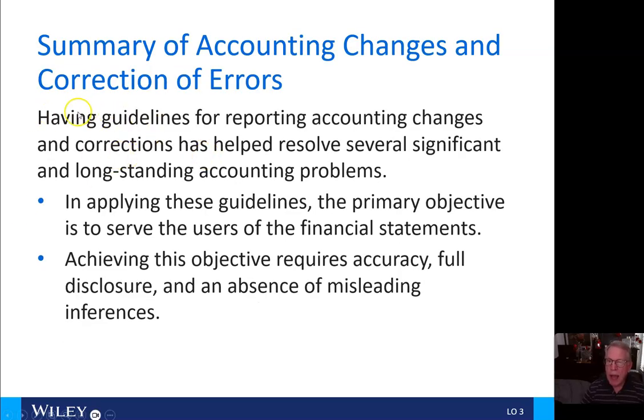Okay, so correction of errors and changes. Having guidelines for reporting accounting changes and corrections, in summary, has helped resolve several significant and long-standing accounting problems. One, in applying these guidelines, the primary objective is to serve the users of the financial statements. And number two, achieving this objective requires accuracy, full disclosure, and an absence of misleading inferences.